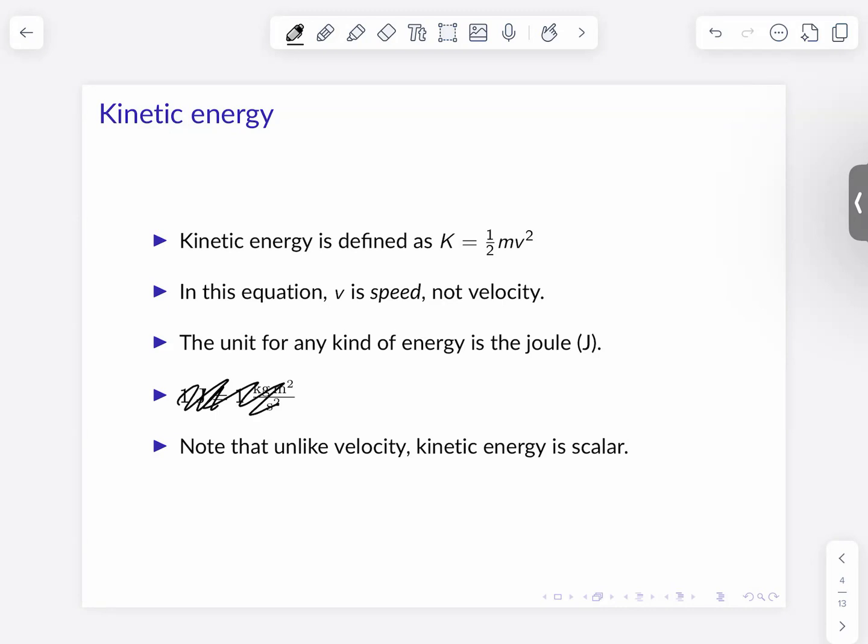So yeah, kinetic energy is really pretty darn straightforward. It's the energy of motion. If you're moving, you got it. If you're not, you don't. I don't have anything more to say about this now.